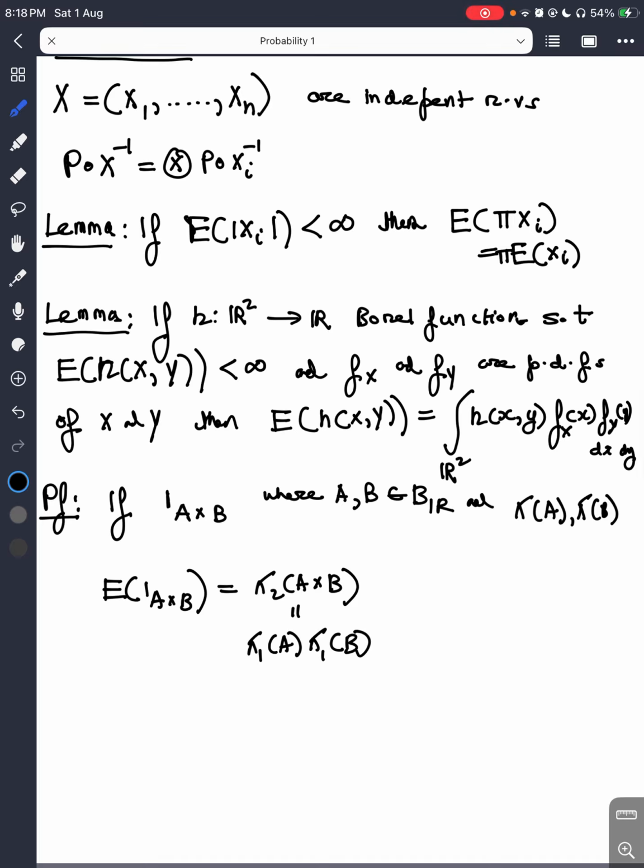So there is a little problem here. This right-hand side is the integral over R2 of indicator function A, indicator function B. This is not the probability of X belongs to A, X belongs to B. This is not actually correct. It is the probability of X belongs to A, Y belongs to B. The statement that I wrote is not correct.